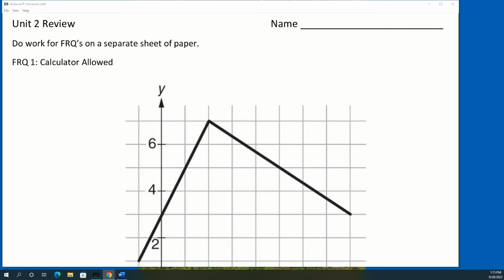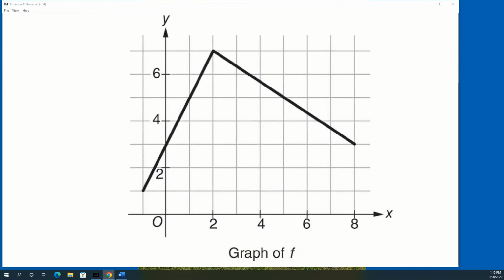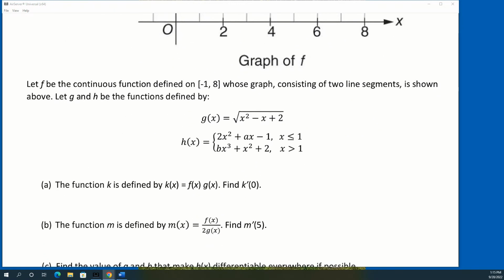Right. So FRQ1 is a pretty typical FRQ question where you have three functions. One is represented as a graph, and two of these are represented in algebraic form. Then you have to answer questions about them. As you do it, just make sure you're looking at the right function, how it's labeled.